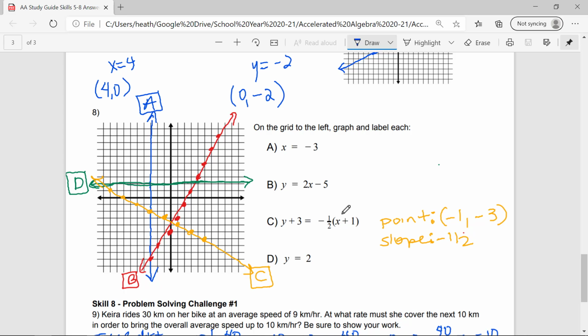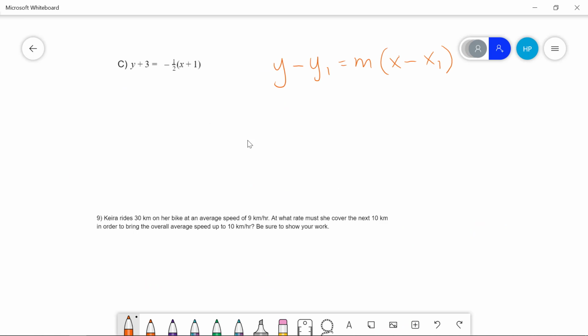This is point-slope form. So point-slope form looks like this. And we'll talk about in class, hopefully we already have, about how this comes straight from the slope formula. So this is the same as minus -1 here, and this is the same as minus -3. So I can see that the point from this equation is actually this point, (-1, -3). And that the slope is this number right here, the -1/2.